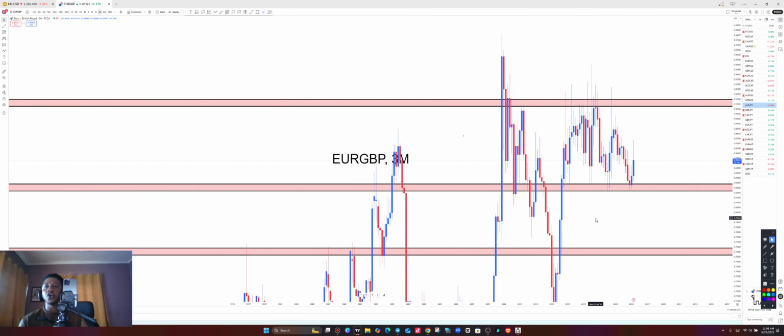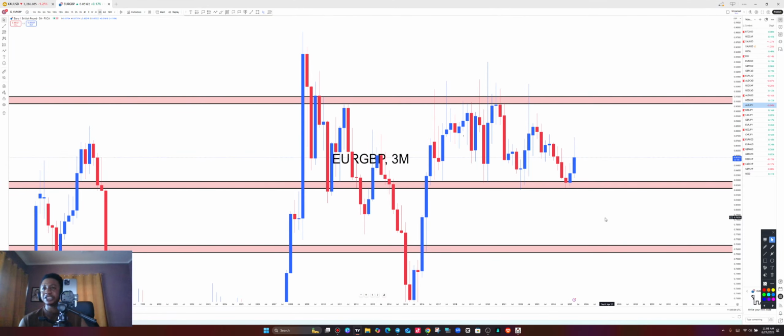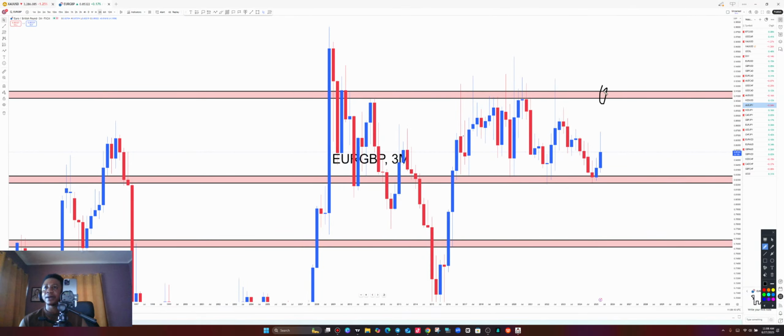This is EUR GBP on the 3 months time frame. Now EUR GBP on the 3 months time frame, we have the upper zone, the mid-range zone, and then the lower zone. Price has seen buy pressure on this support level, pushing it all the way to the upside anytime there's contact. So the first contact we saw a reversal to the next resistance level above. The second time the same thing. The third time the same thing. The fourth time, are we going to see the exact same thing?